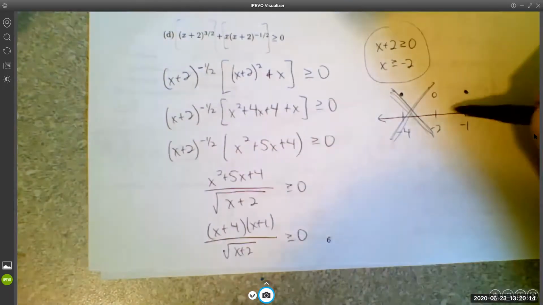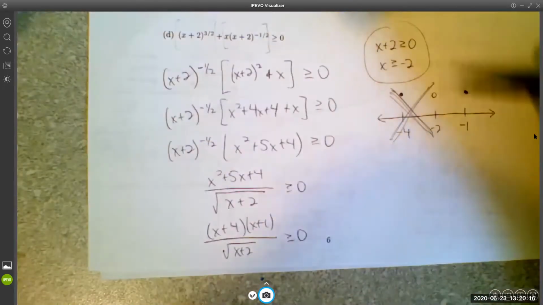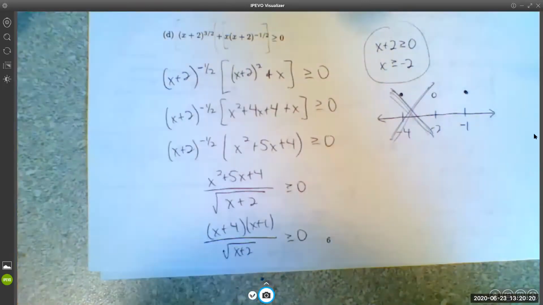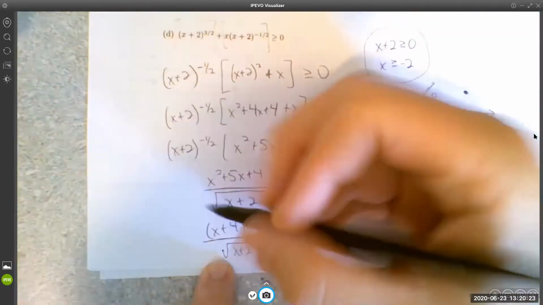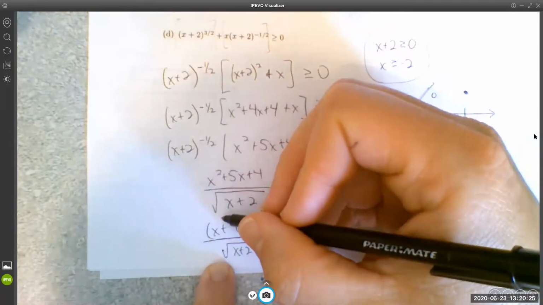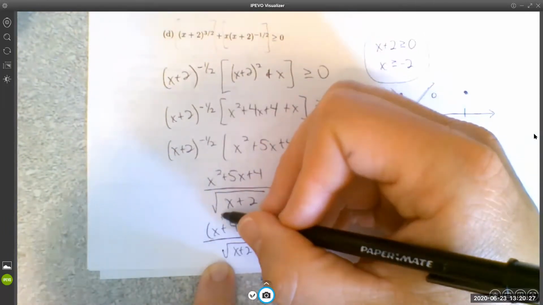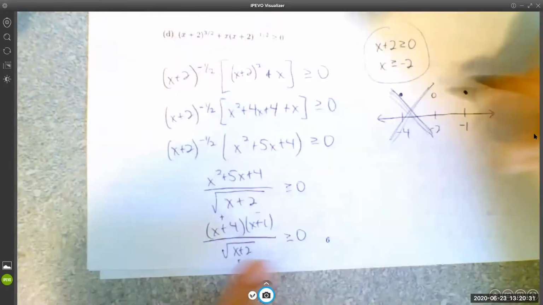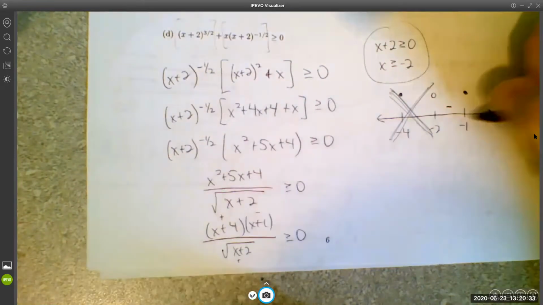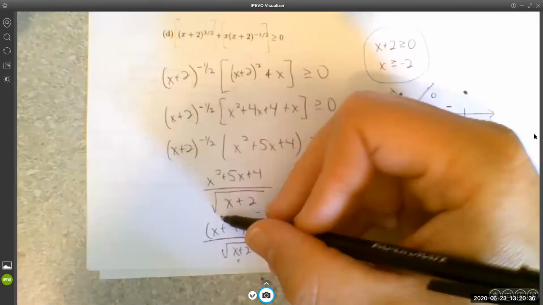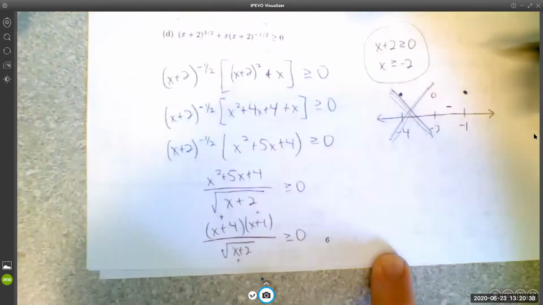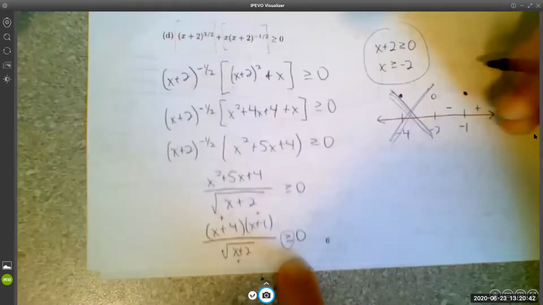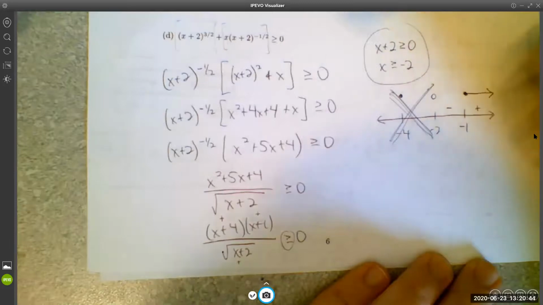Now I want to know where this expression is positive and where it's negative. So if I plug in something between -2 and -1, like -1.5, I'm going to get a positive, a negative, and a positive. That's going to make a negative there. And then something bigger than -1, like 0, I'm going to have a positive and a positive. That's going to make a positive there. I'm looking for where this thing is positive, so that happens in that region.